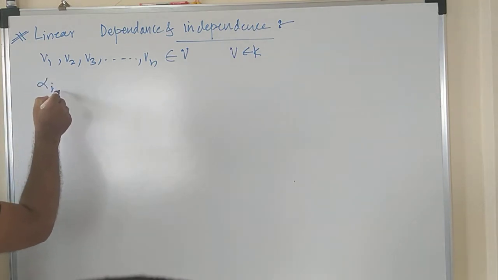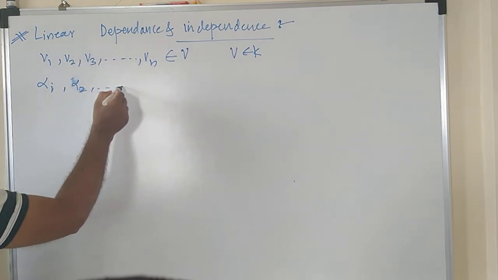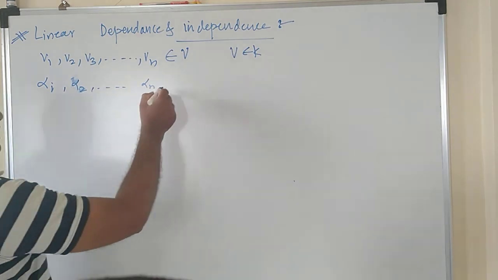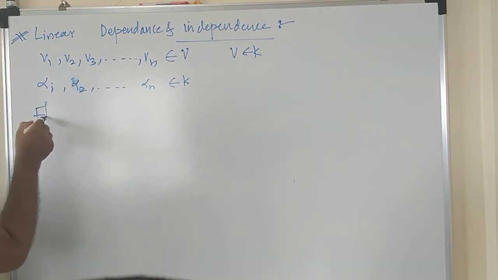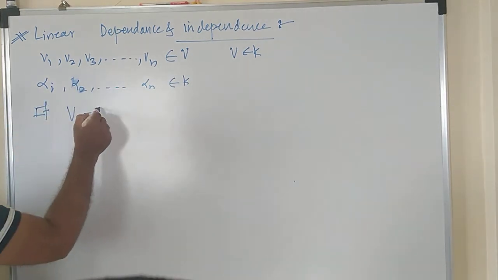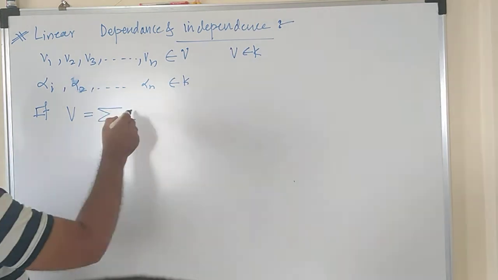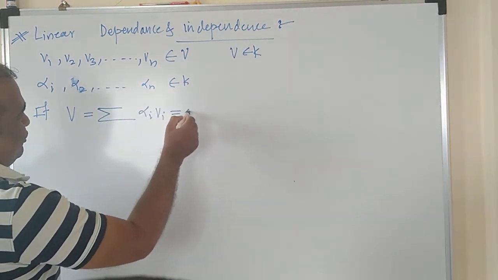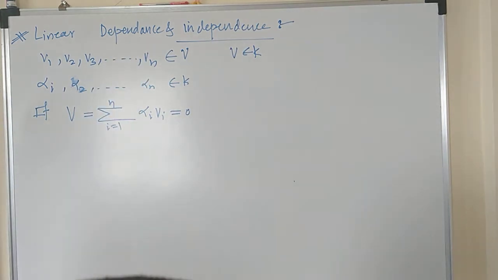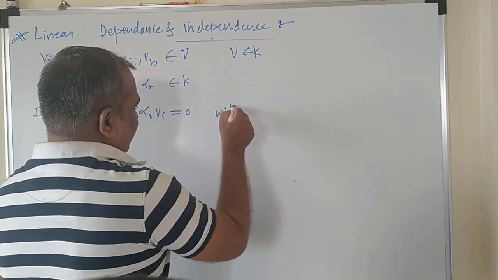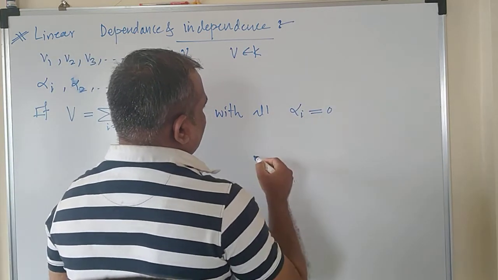And there are some scalars like alpha 1, alpha 2, dot dot dot alpha n, and these are the scalars which belong to K. If the vector space V follows the condition summation of alpha i vi equals 0, where i runs from 1 to n, there are n number of vectors, with all scalars alpha i equals to 0, right?